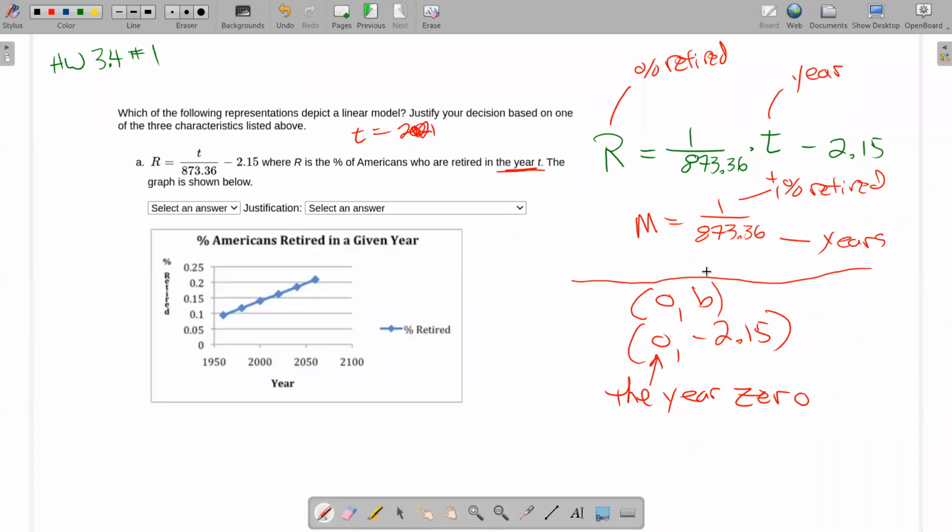So the slope is meaningful. The output R is meaningful here, but the y-intercept, although it's needed to make the equation work right, does not have a valid interpretation. It's kind of crazy talk. America didn't exist 2021 years ago. Okay. So that happens sometimes in these equations. The slope will always be meaningful. All right, anyway, what do we got here?